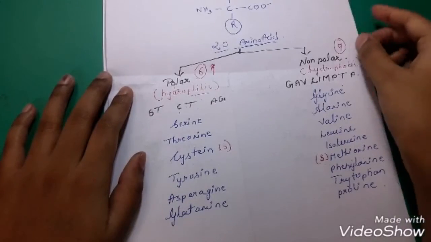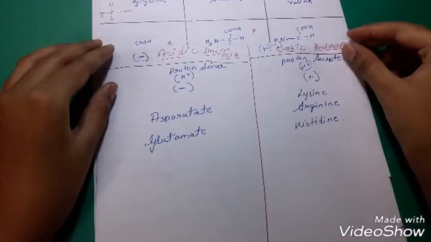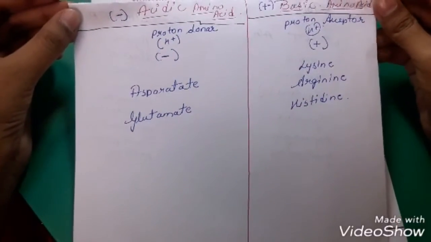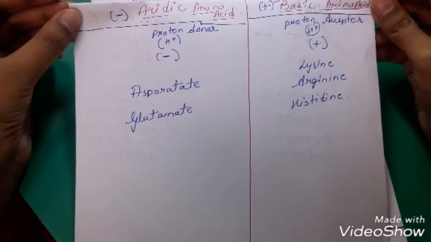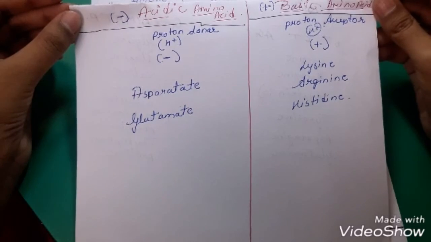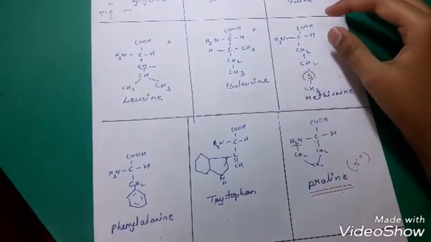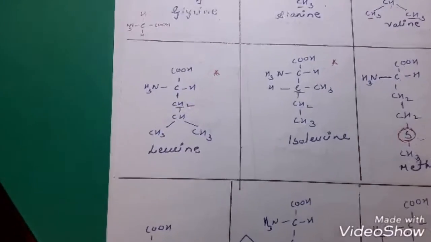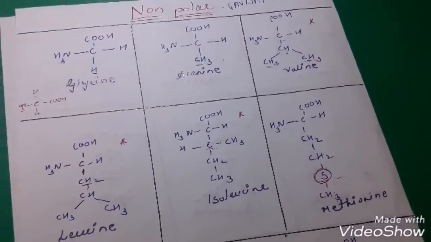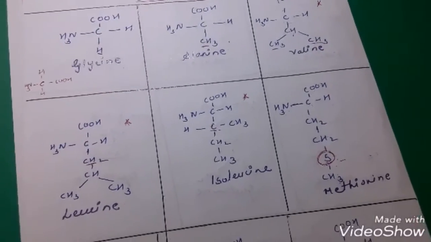So after this we saw the differentiation of acidic and basic amino acids, where we saw in acidic there are two amino acids, aspartate and glutamate. In basic, there are lysine, arginine and histidine. So after this we saw the structure of amino acids. We saw glycine, alanine, valine.